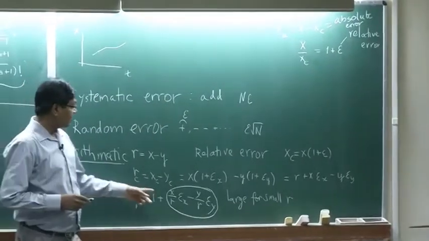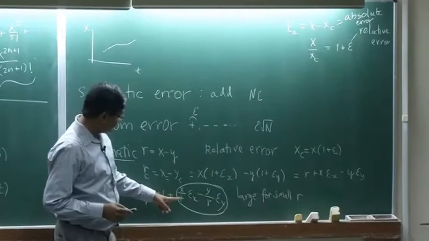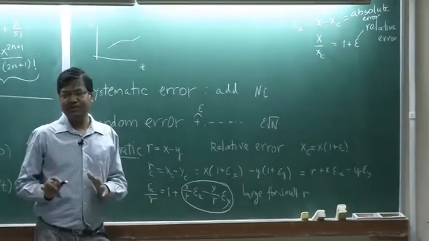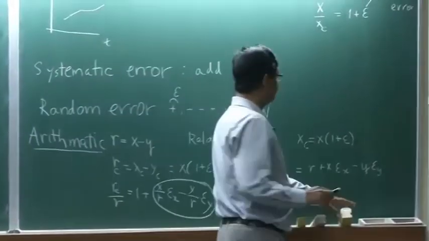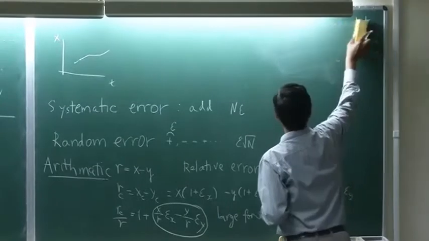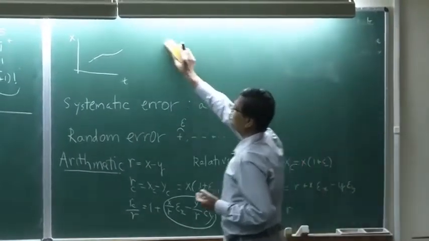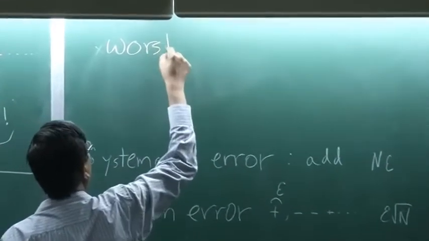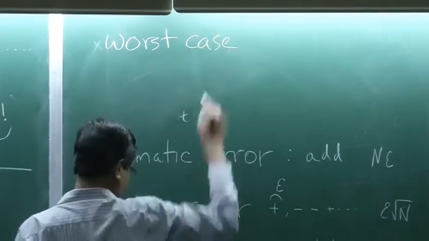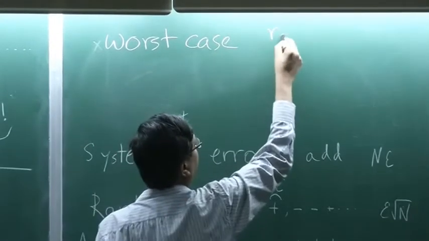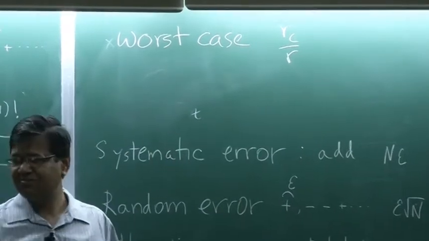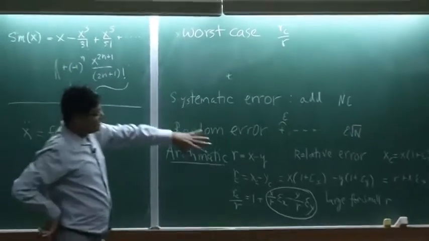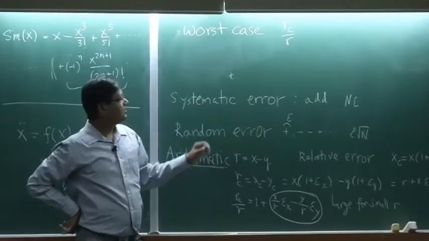Okay. So, how do I estimate this? When x equals y approximately, I am looking at the worst scenario. So, worst scenario is when R is small, worst case. So, RC by R. I am probably blocking because I am also conscious of the camera. Is it clear? Is it visible to everyone? So RC by R.